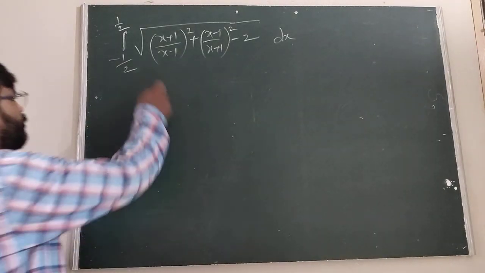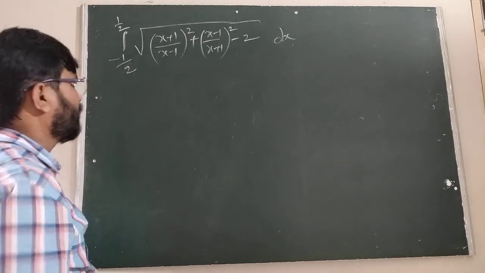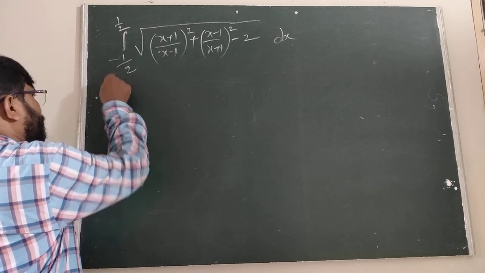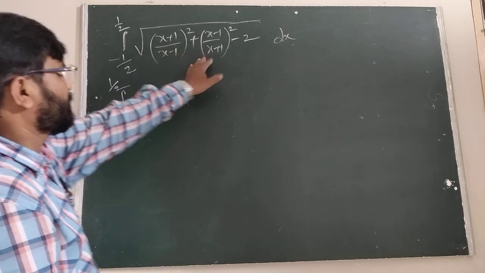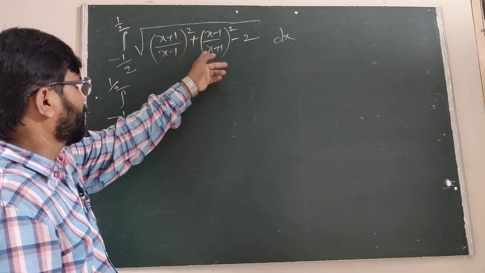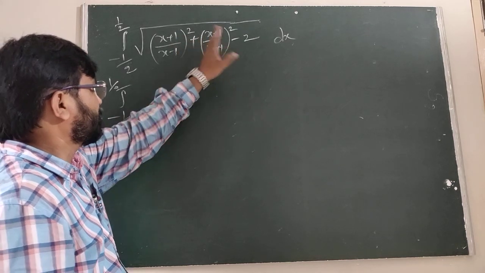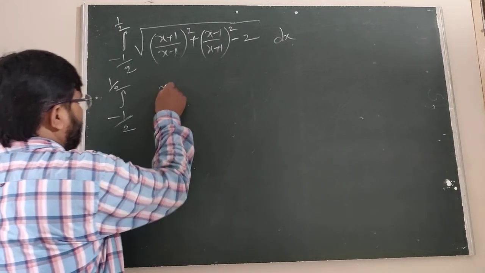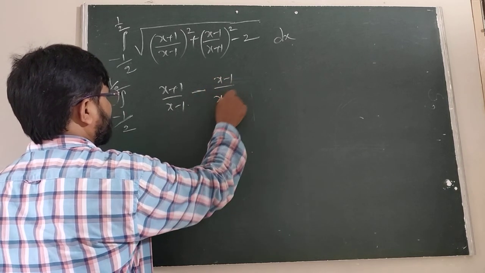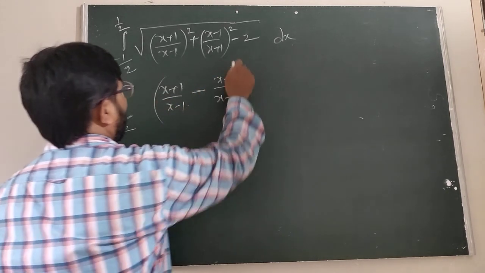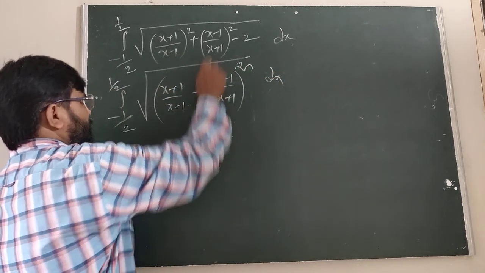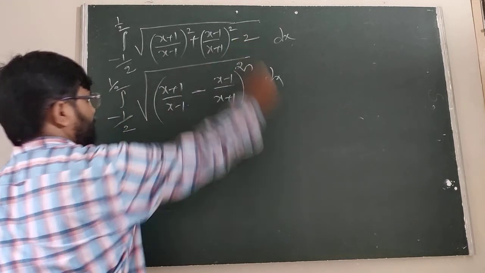Integral from minus 1 by 2 to 1 by 2 under root. A square, b square, minus 2ab, these two are reciprocal. When they are multiplied, these two are cancelled, we got 1. Therefore, we can write x plus 1 by x minus 1 minus x minus 1 by x plus 1, whole square into dx. A square this one, b square this one, minus 2ab.